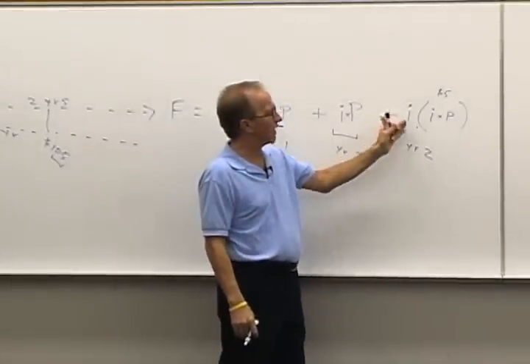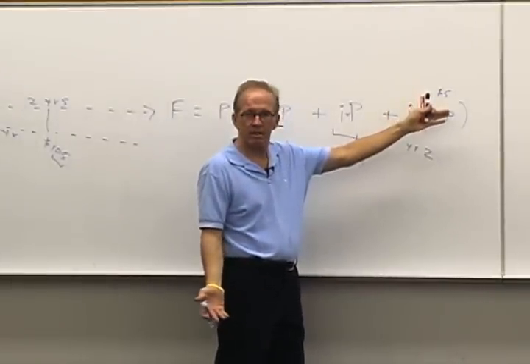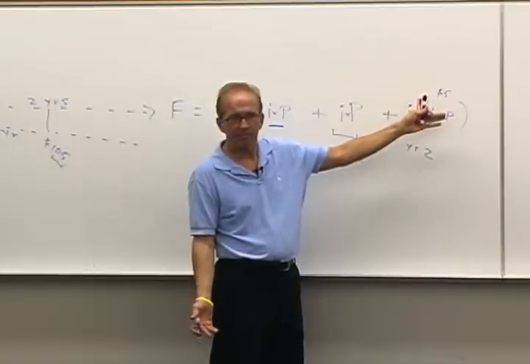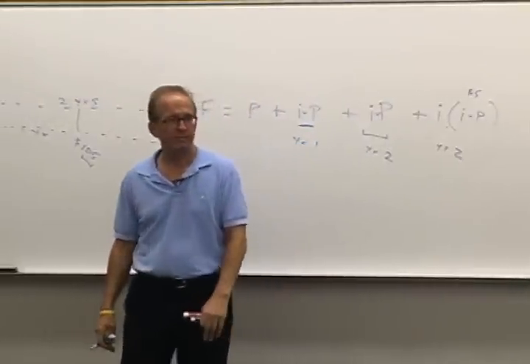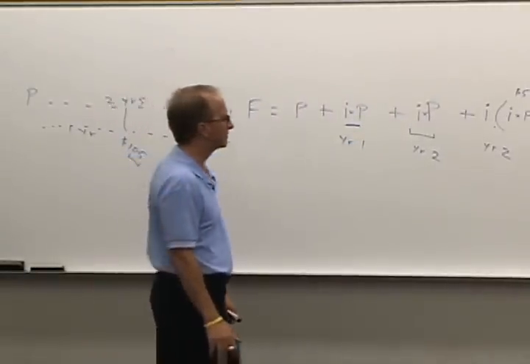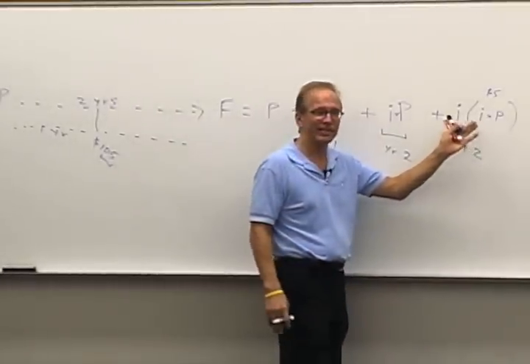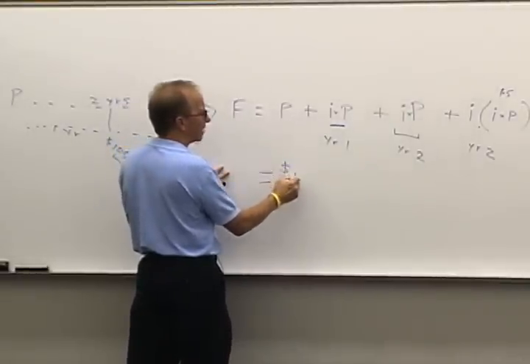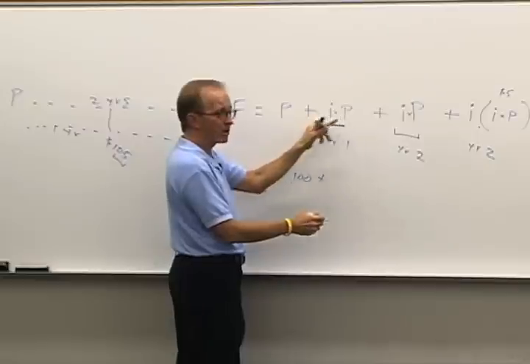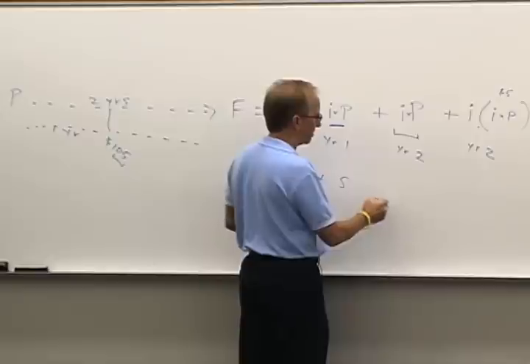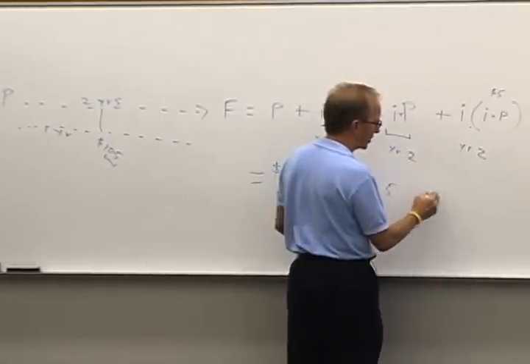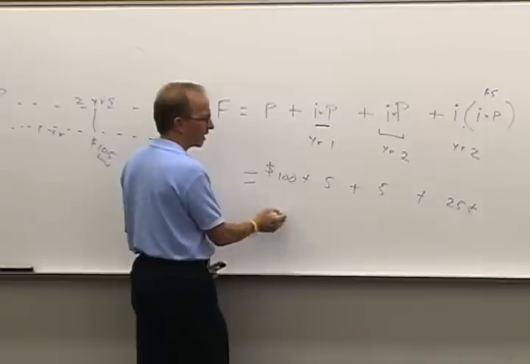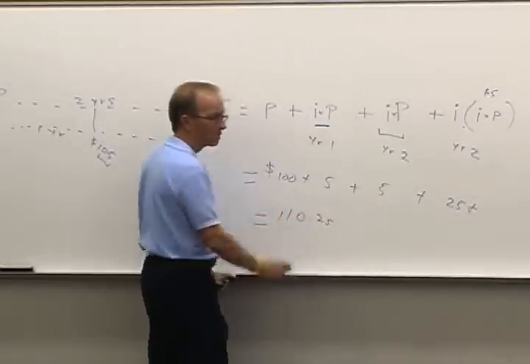How much is 5% of $5? Pardon me? 50 cents? 25 cents, right? So that's not a lot, is it? That extra 25 cents. And so what would we have? We would have $100 plus 5% of 100 is $5. 5% of 100 is $5. And 5% of $5 is 25 cents. And so then what would we have? $110.25.